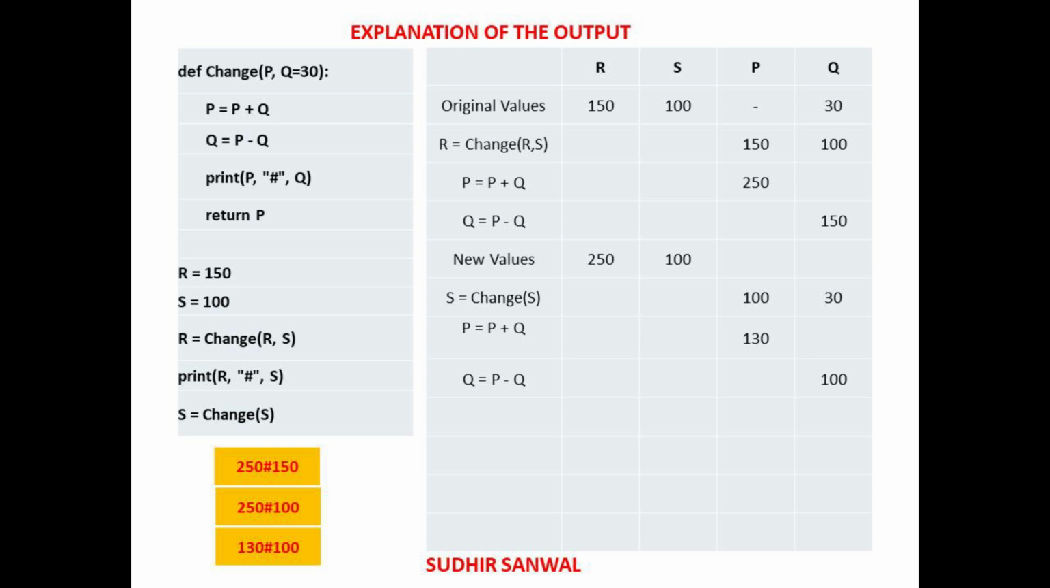After this, we return the value P as before, and this returned value will now go to S in the program. The execution stops here, but if we now see the final values of these variables, we will see that R is 250, S is 130, P is 130 and the value of Q is 100.